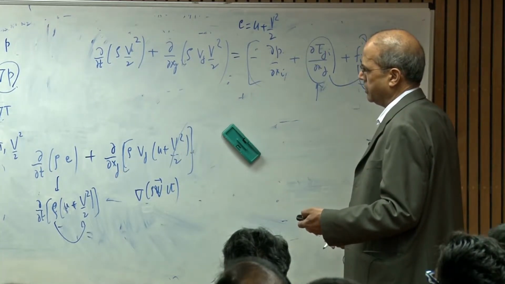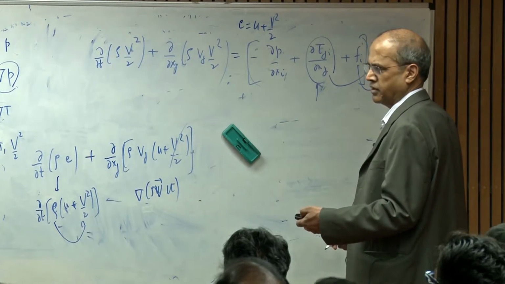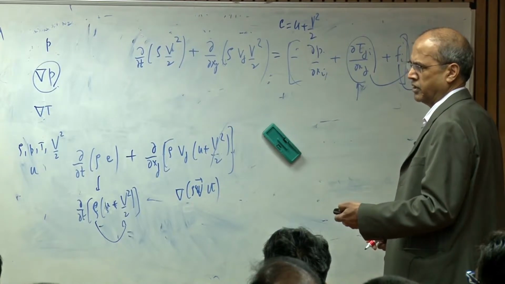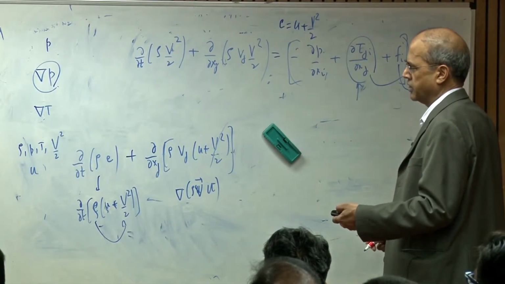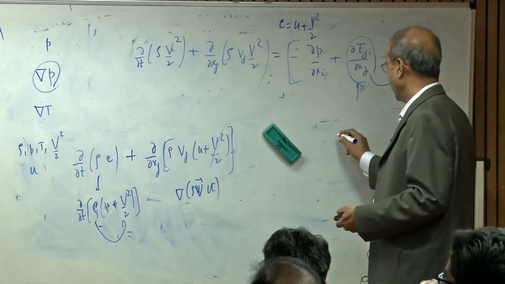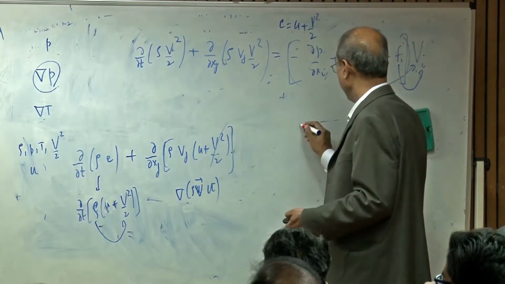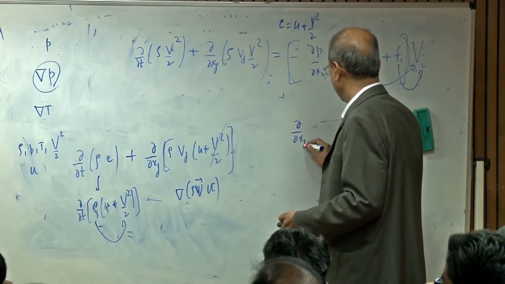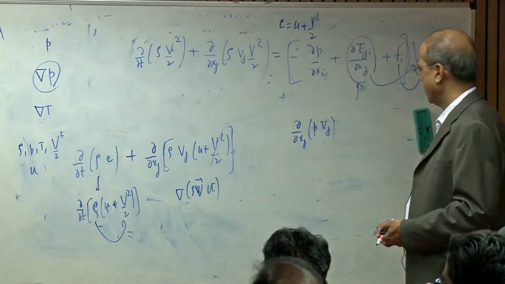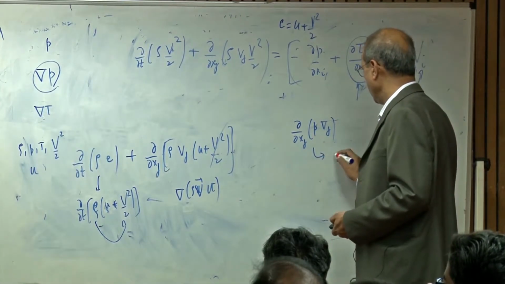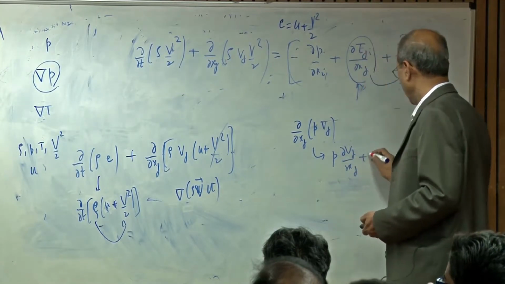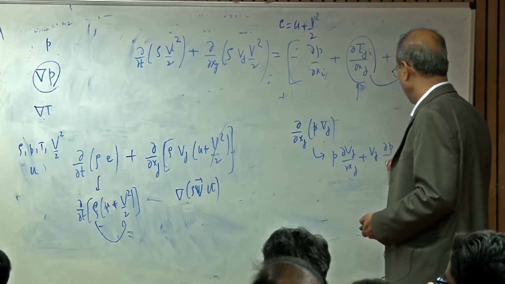Now let's look at the rest. This term doesn't change. That's the heat flux term due to conduction and species diffusion, right? This is the work done by the pressure forces. So if I write the index form, it looks like this, right? So this you can split into two terms, P dVj dxj plus Vj dP dxj.